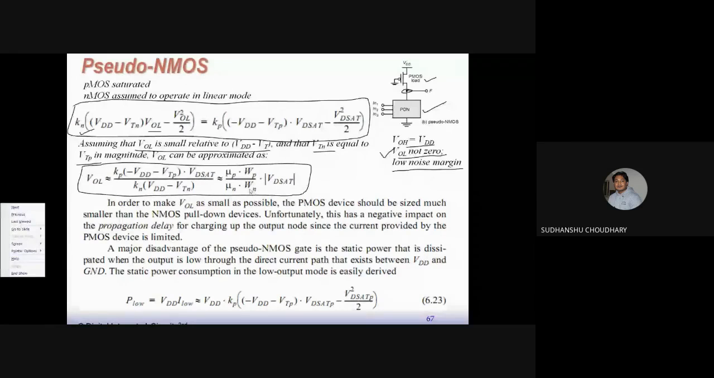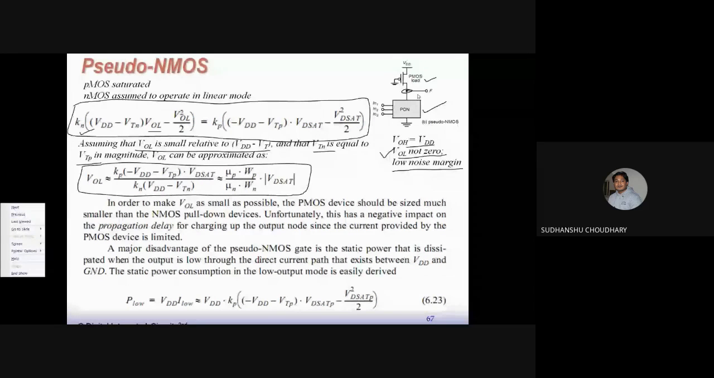That means to make VOL as small as possible, since VOL depends on WP by WN, if you want to make VOL small, then obviously one has to increase the width of NMOS, or one can reduce the width of PMOS. Because you want high noise margin. For high noise margin, VOH is obviously VDD here, no issues, but VOL is not zero. So to bring VOL close to zero, one should either reduce the size of PMOS or increase the size of NMOS. If you reduce the size of PMOS, then VOL can be brought down to around zero, but then the tPLH, that is the low to high delay, will increase because the drive current of this PMOS also reduces. That has to be kept in mind.